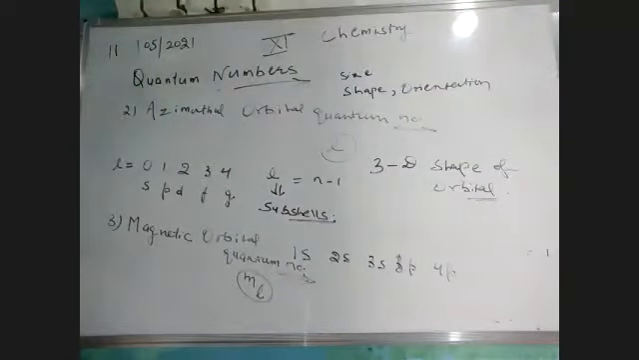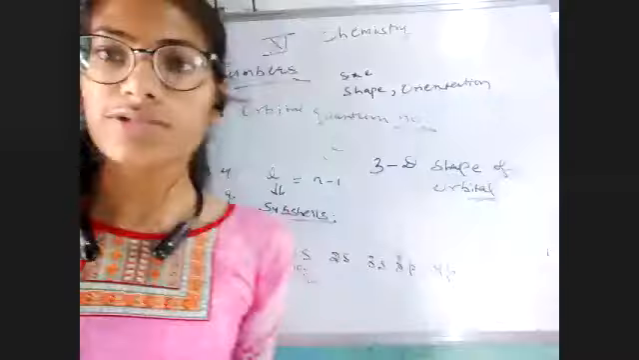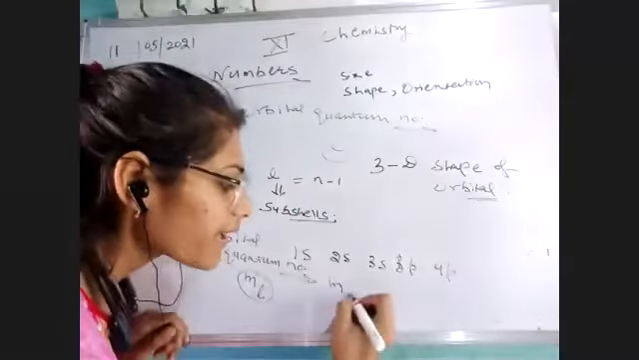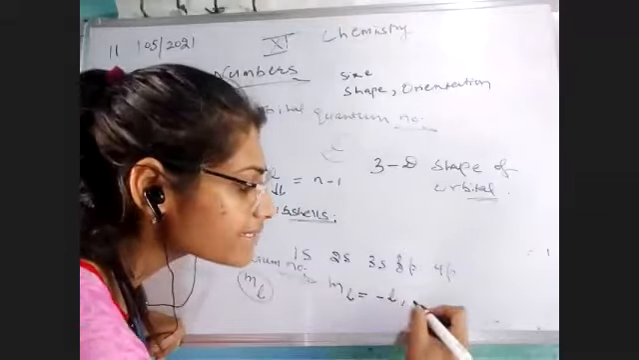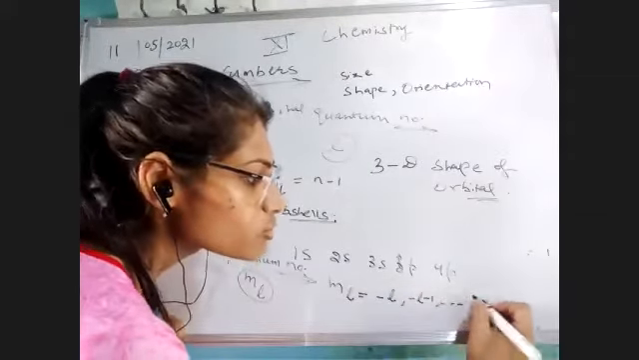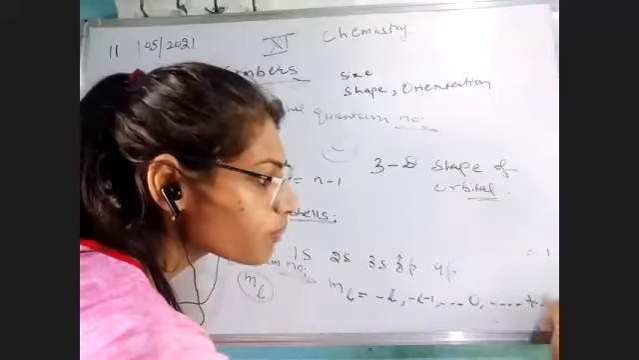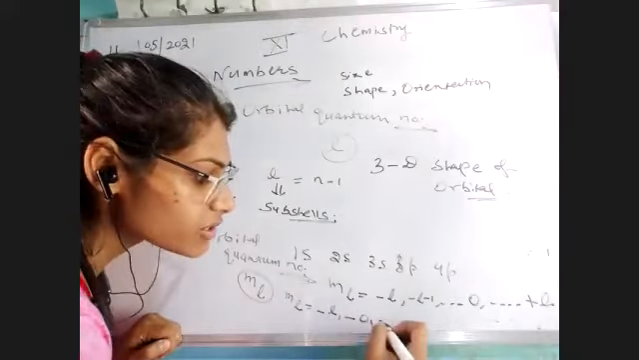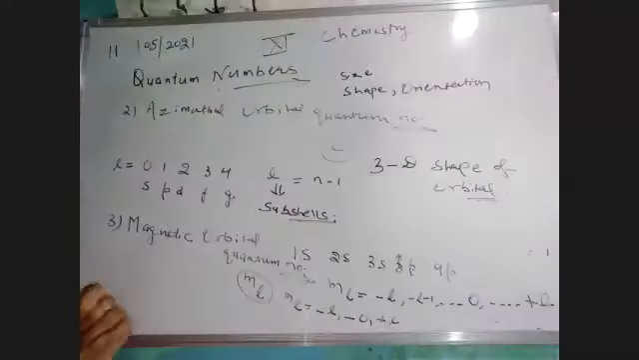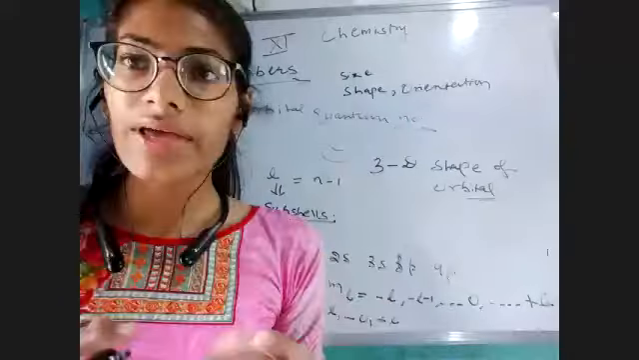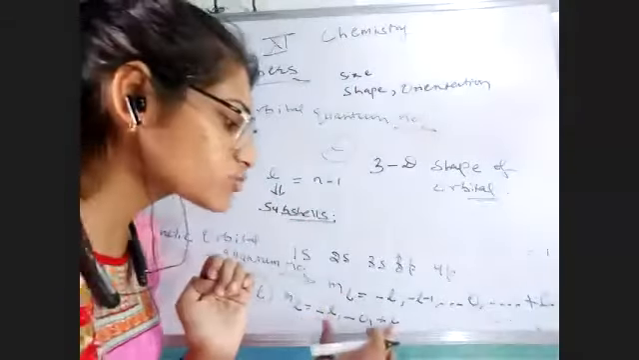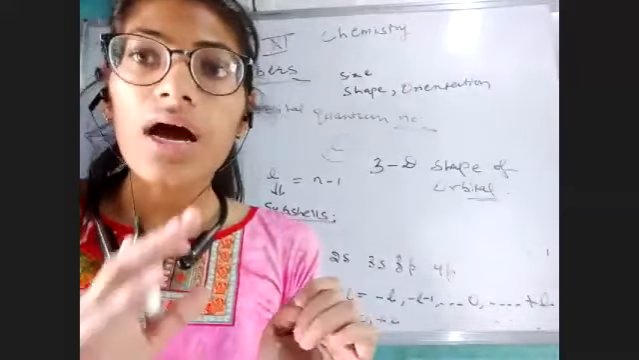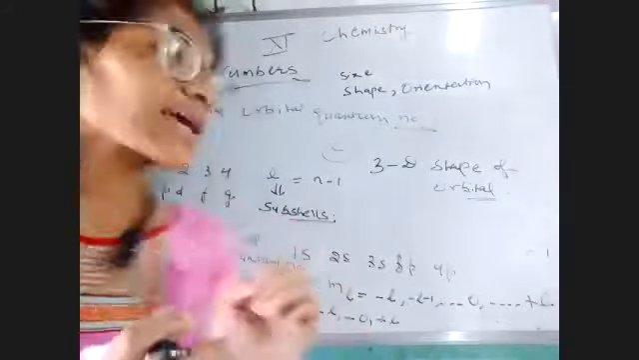Let's take an example. If I'm talking about, let's say, L equals 0, then ML must be equal to 0. In general, ML goes from minus L, minus L plus 1, and so on through 0 up to plus L. So in short, I can say ML equals minus L, 0 and plus L. However many values come between minus L to plus L, we would take them in positive integer form.